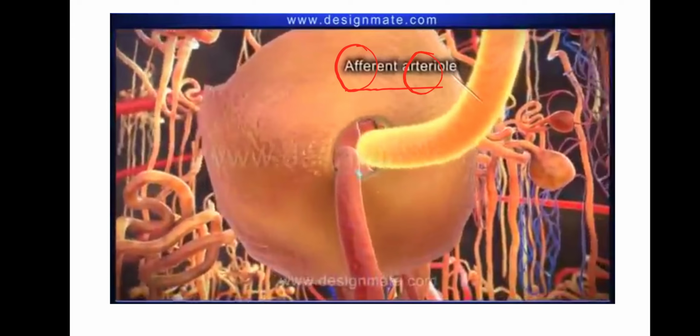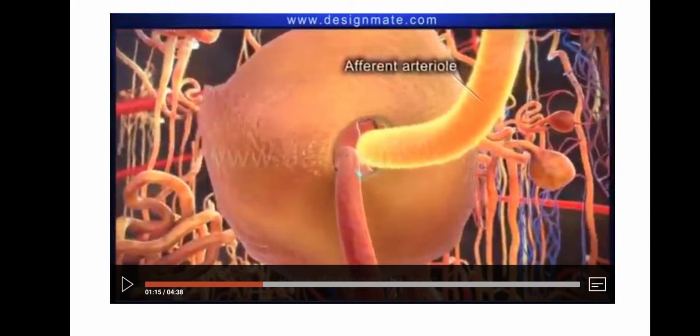Okay, that means this is the blood vessel that carries in the blood. So what does it want to say? That means this is afferent, this is efferent, just like the nerve. Nerves have an afferent neuron and an efferent neuron. Afferent is the one that enters. We start from A. This is how I memorize it.